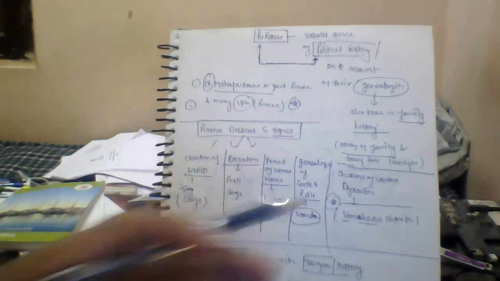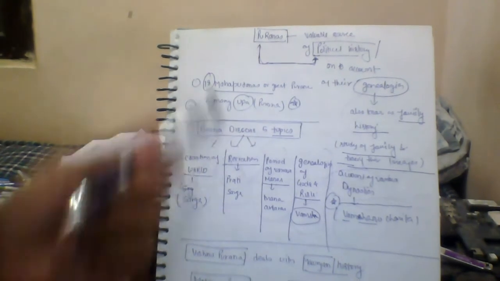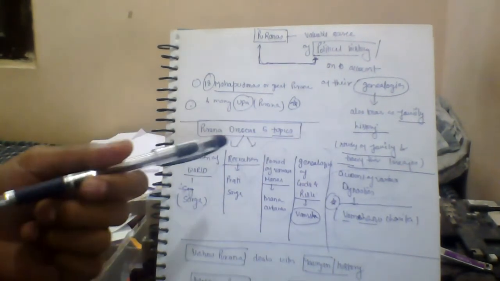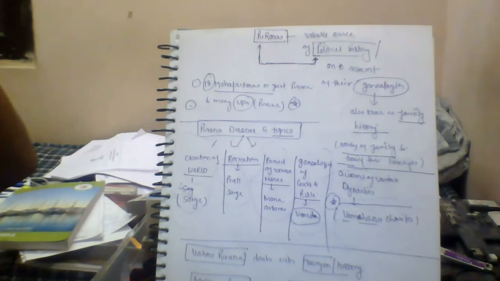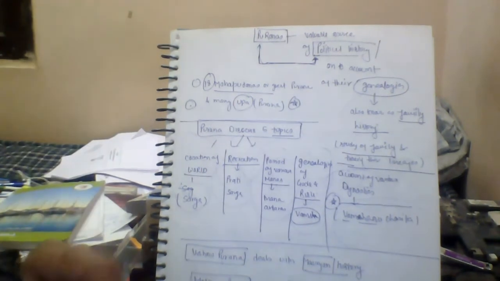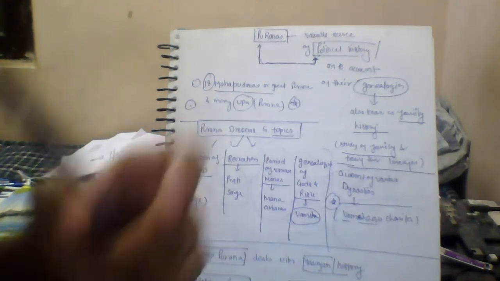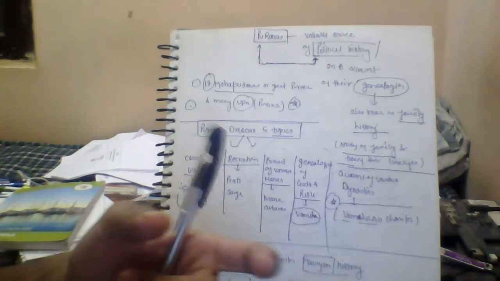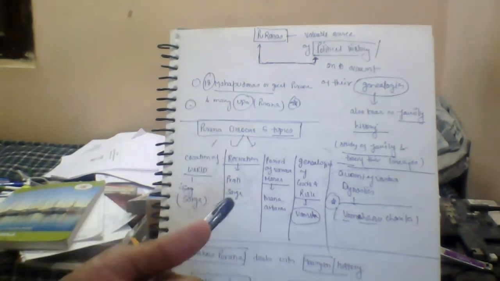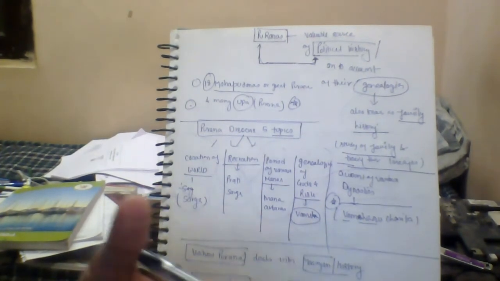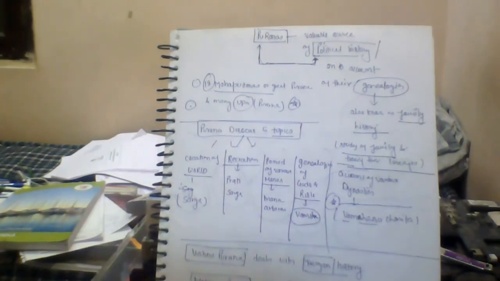So Puranas discuss mainly 5 topics. What are the topics? As I earlier told you, there are 18 Mahapuranas, and each Purana generally discusses 5 topics. First, they discuss the creation of the world, which is also called Sarga, that is, how this world was created. Then there is recreation, which is called Prati Sarga. So creation of the world is called Sarga, and recreation is called Prati Sarga.